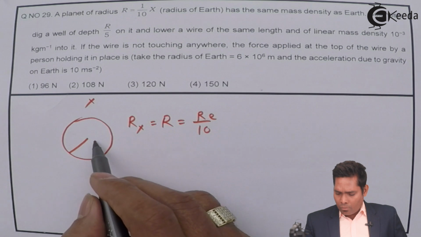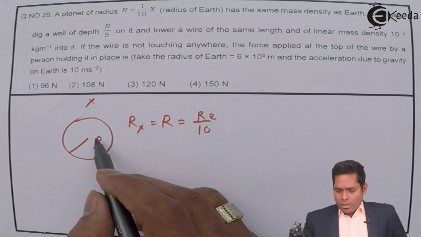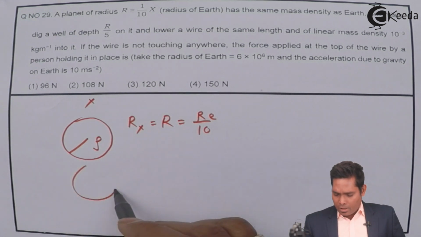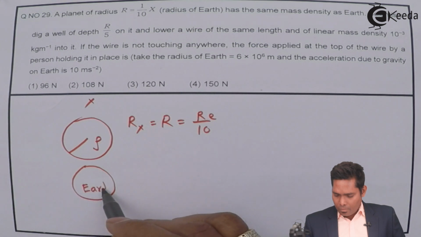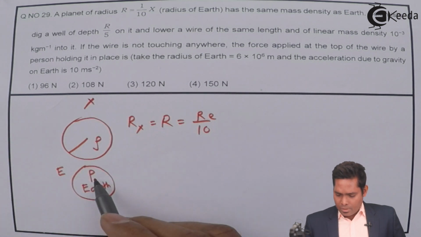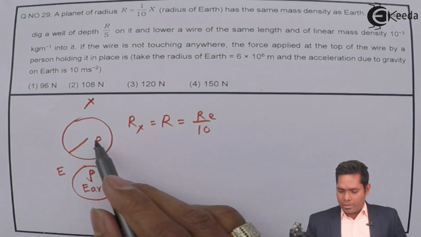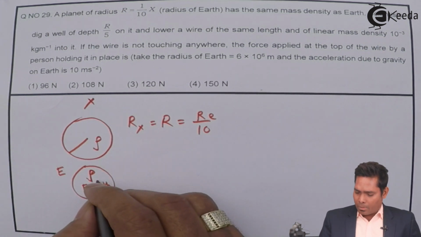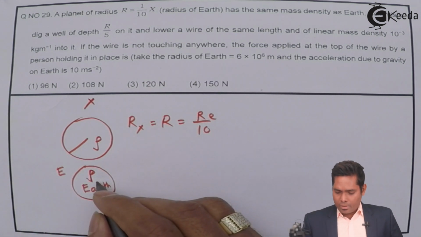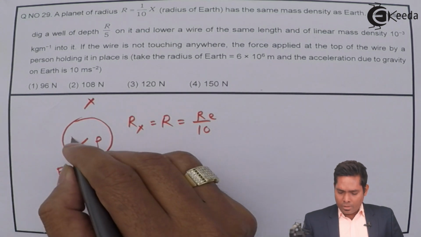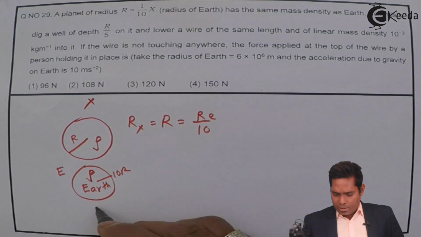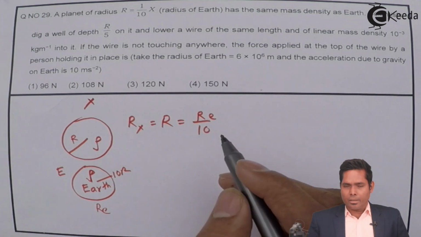So the mass density is the same for this planet and also for Earth. If I consider Earth here, then the density of Earth and the density of planet X are the same in both cases, but the radius is different. Here it is R by 10 of Re. So if this is R, then this is 10R. Or in other words, if I consider this as Re, then this will be Re by 10.